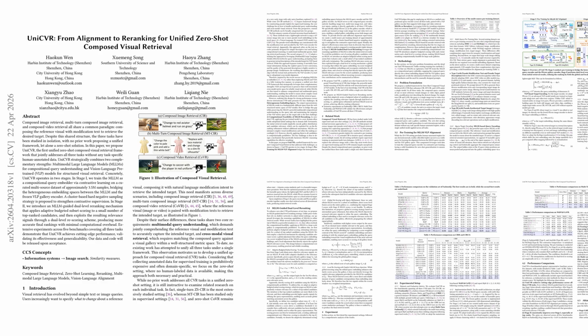Let's explore the third paper, UniCVR, from alignment to re-ranking for unified zero-shot composed visual retrieval. UniCVR proposes the first unified zero-shot framework for composed visual retrieval across composed image retrieval, multi-turn composed image retrieval, and composed video retrieval, all without task-specific human-labeled triplets. Its core novelty is a two-stage design that separates compositional query understanding from gallery retrieval.